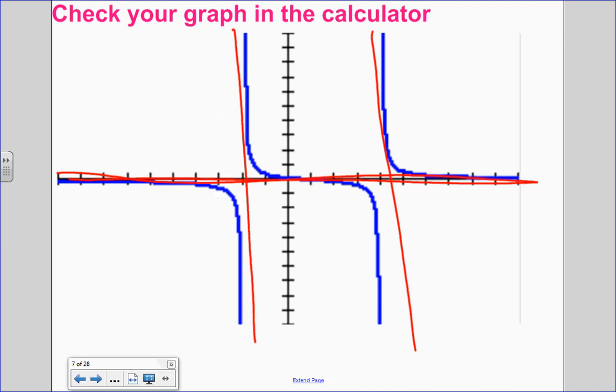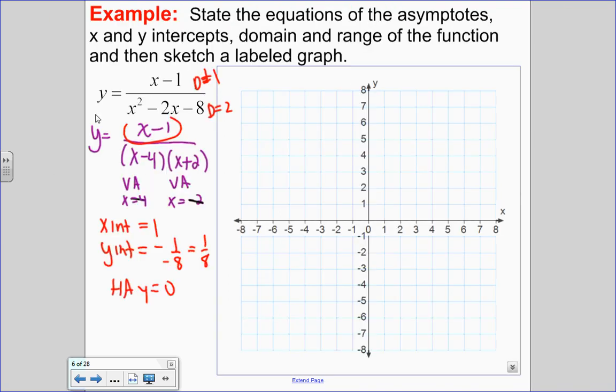So I know that that's what the sketch of the graph looks like. So let me just come back over here and plot those values again. So my x-intercepts, my y-intercepts, and then my asymptotes. We'll put those back in together, and then we can sketch.